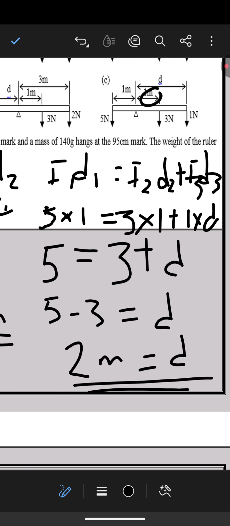So that's everything about moments. The last question, I'm going to solve it independently, because it's the most difficult question, but once you understand it, then you'll never have problems with moments.